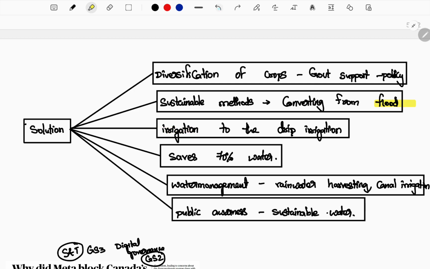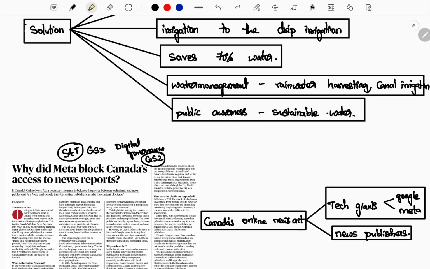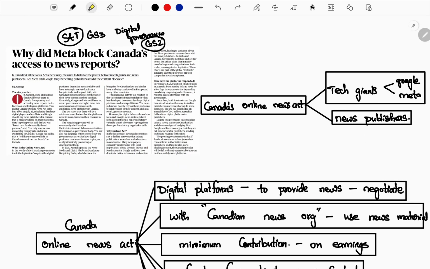More water is being utilized, so we need to convert from the flood irrigation method to the drip irrigation method, which can save up to 70% of your water resources. Better water management like rainwater harvesting, canal irrigation, public awareness and sustainable water management can improve your water utilization and create a better platform for our farmers, and we can overcome this crisis.